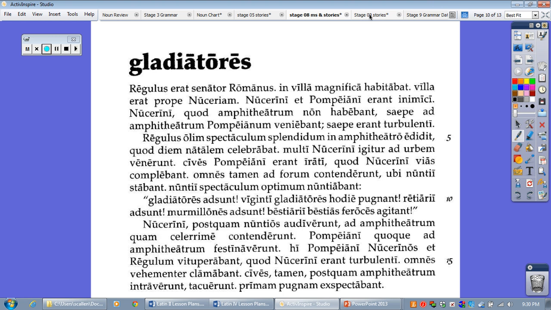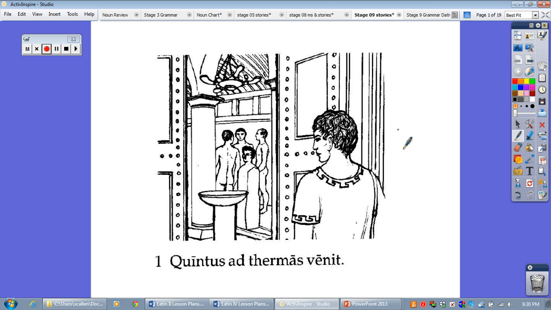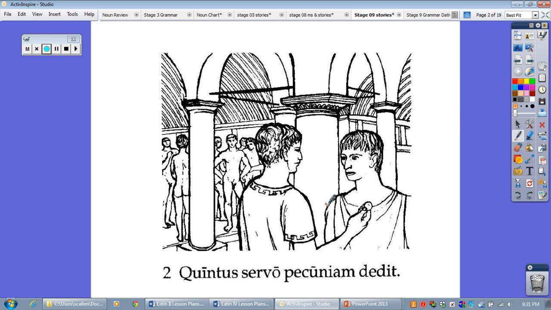Now, moving on. Let's take a look at some slightly more complicated sentences, and these pictures are everybody's favorite in the Red Book, because they've got naked people in them. So we're going to look at the sentences first, then look at the official grammar notes, learn a new song, and we'll fill in our noun chart. So here we go. Quintus ad termas venit. Well, what does that mean? It means Quintus came to the baths, and oh my gosh, look at this. Look at the background here. Ooh, scandalous. Quintus servo pecuniam dedit.